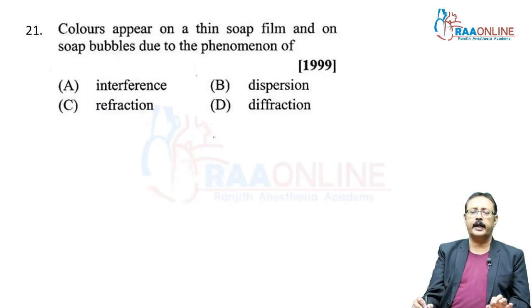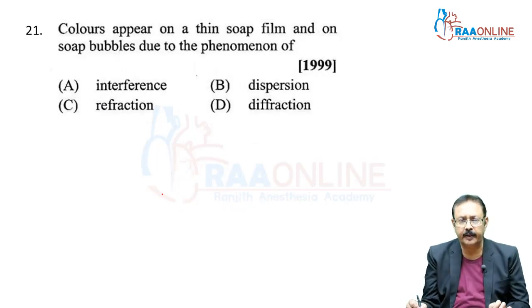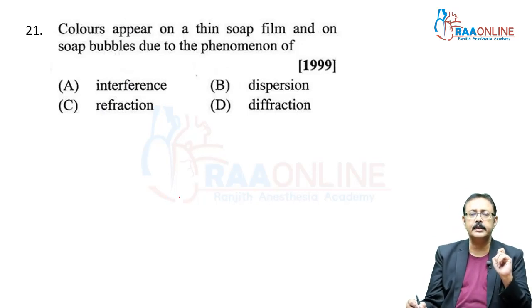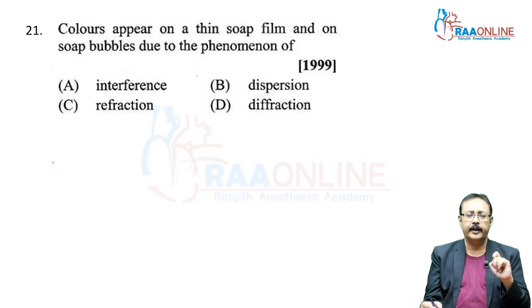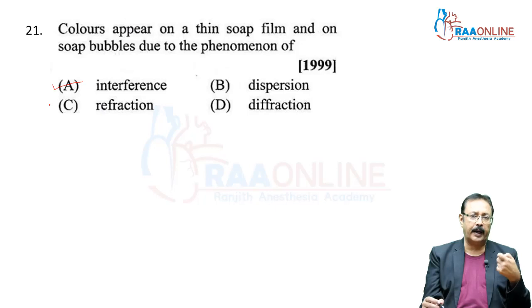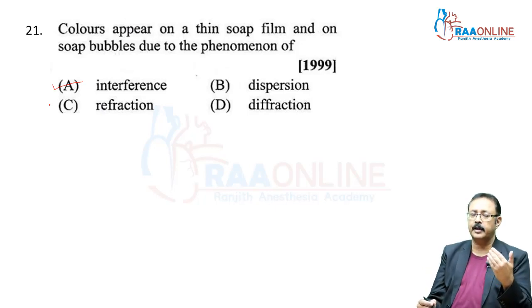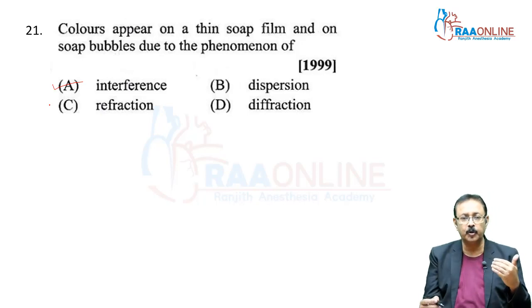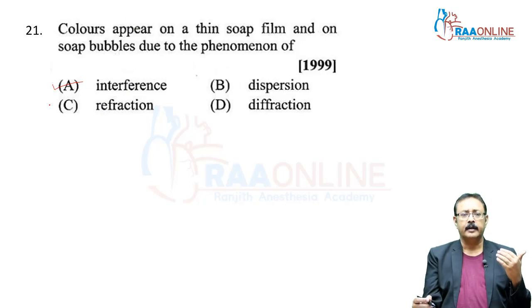Next, it is from 1999 AIPMT. Colors appear on a thin soap film and on soap bubbles due to the phenomenon of, I explained to you in theory, interference: reflection from the front surface and reflection from the back surface. Due to the front and back surface, there is a difference in path. So due to path difference, interference will take place and you will get colors in a thin soap film and soap bubble.